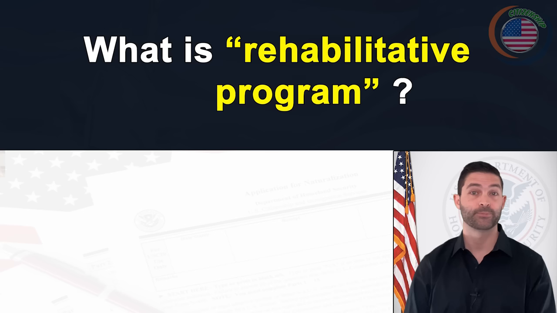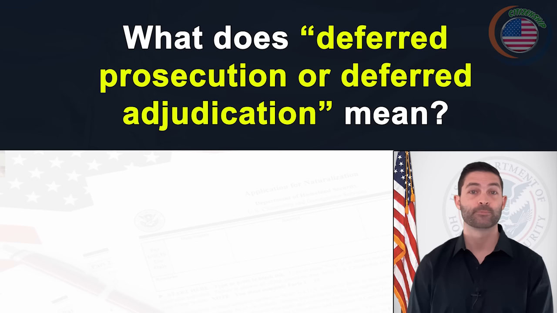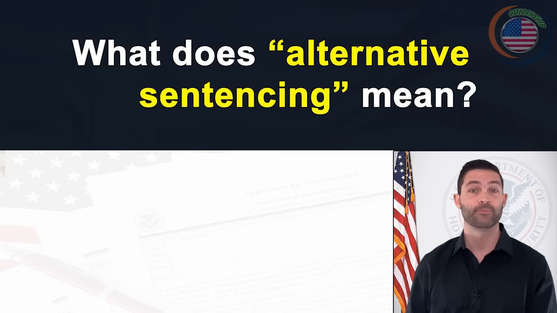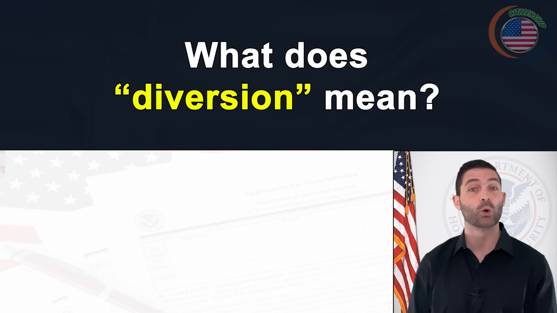What is rehabilitative program? A program to help someone to restore health. What does deferred prosecution or deferred adjudication mean? Such as community service. What does alternative sentencing mean? A different way to punish someone. What is withheld adjudication? Like a second chance. What does diversion mean? A different program to avoid jail time.